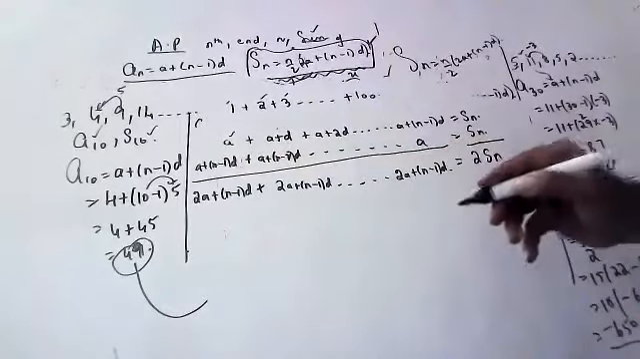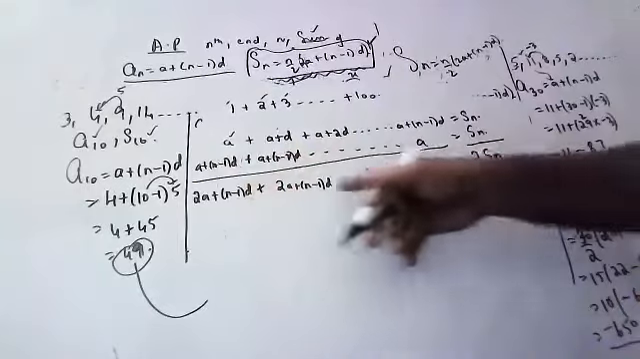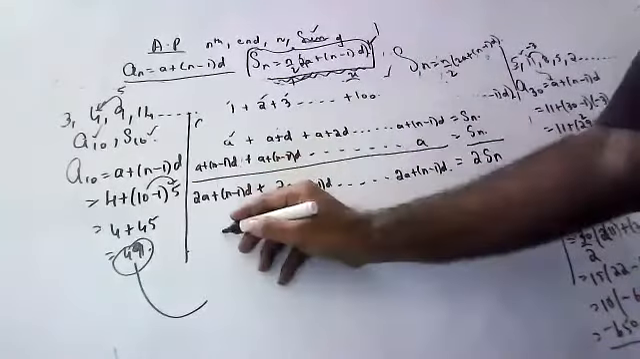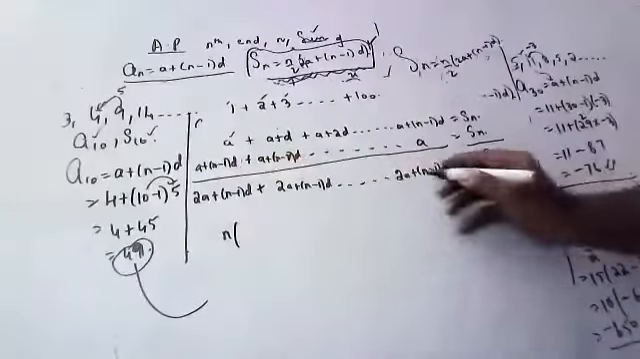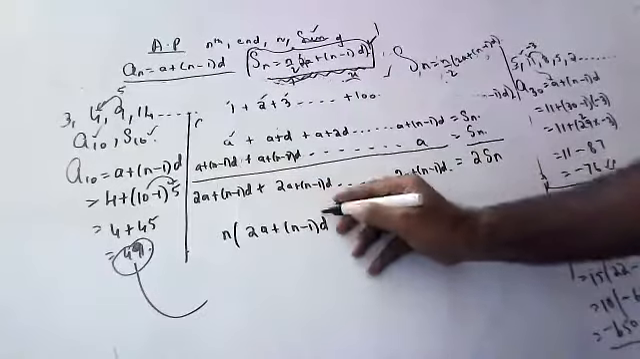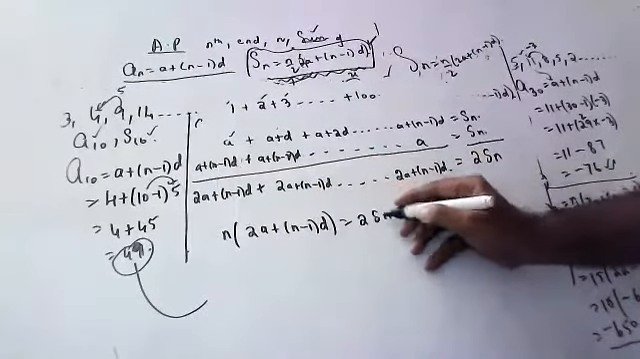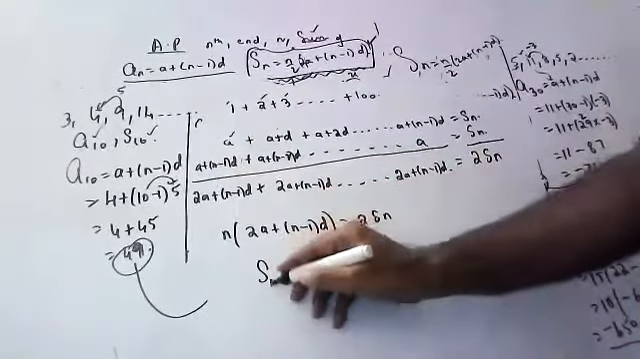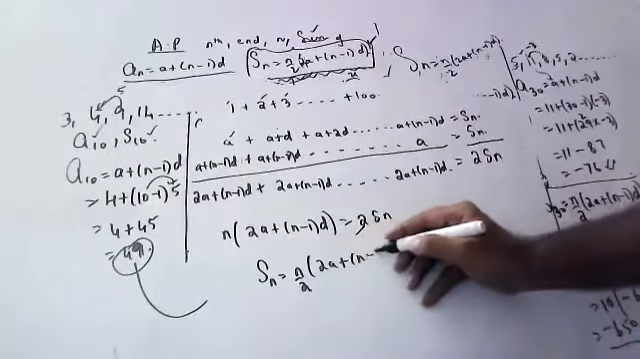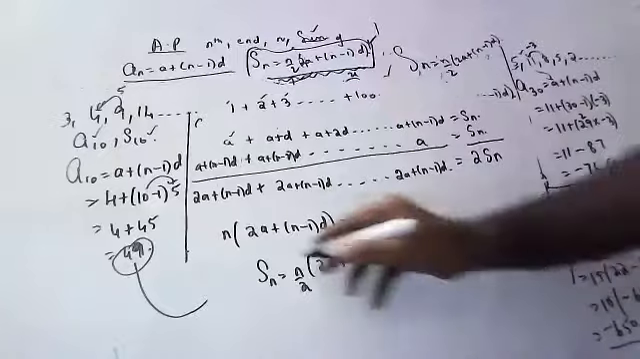Like this, how many times will the same thing come, children? n number of times, children. Yes, sir. So he took the 2 across, children. So Sn is equal to n by 2 into 2a plus n minus 1 into d. Instantly he made this formula.